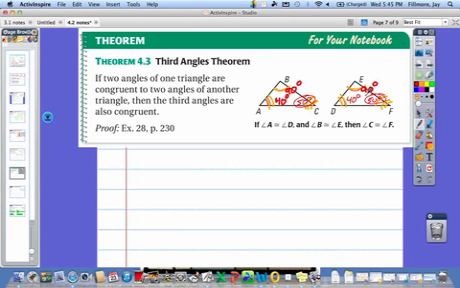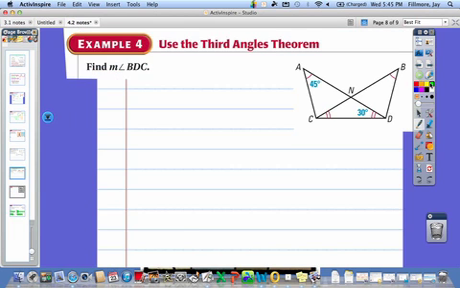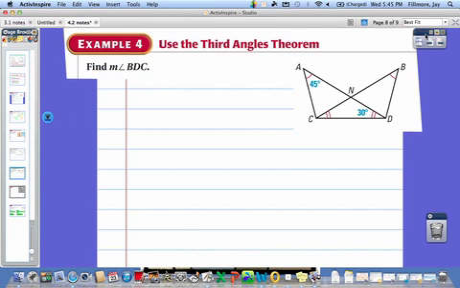Quick little example, we've discussed this in class and we'll continue to discuss it. As an example though, let's look at a problem where a couple triangles are overlapping, because that can be a difficult distinction to make. Here we're asked to find the measure of angle BDC.